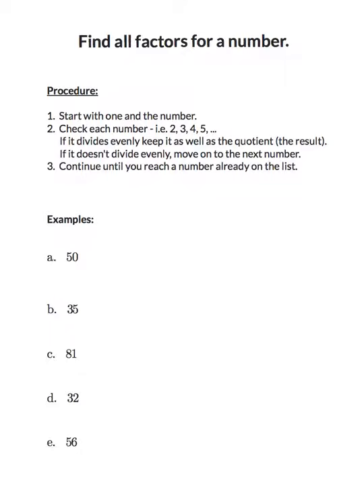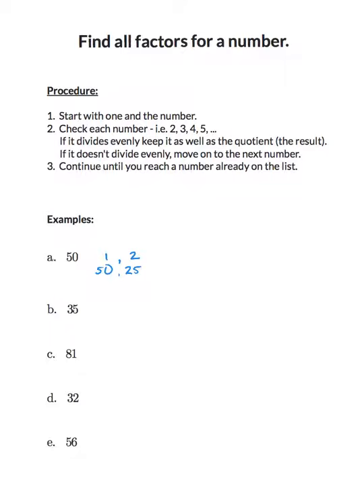If we look at 50, we want to start with 1 and the number. From there, we want to continue with 2. Does 2 divide into 50? Yes, it does. And so we get 2 and 25. Does 3 divide into 50? No, it does not. 5 plus 0 is 5. 5 is not divisible by 3, so 50 is not divisible by 3. Try dividing 50 by 4. 4 does not divide evenly into 50, and therefore it is not a factor.